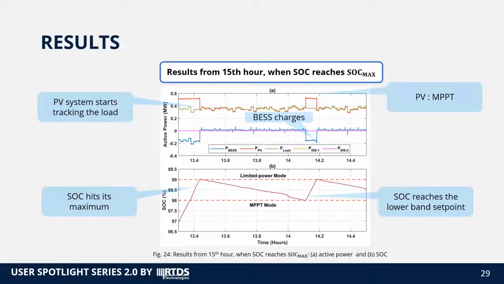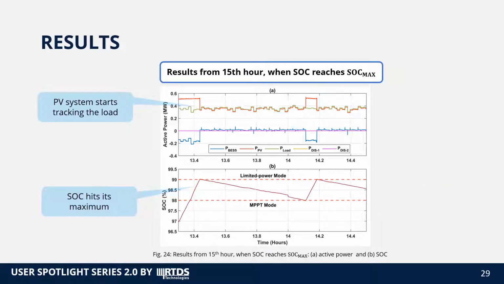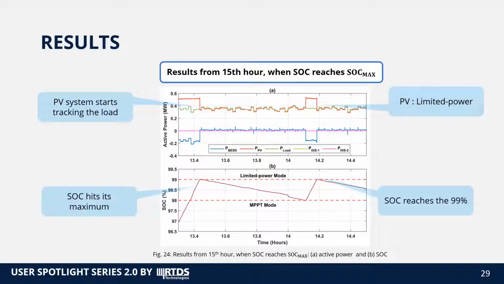As the SOC reaches the lower band, which is set to 98%, the battery energy storage starts charging again, and the PV now operates at MPPT. However, when it reaches 99% again, the PV unit will start tracking the load again.